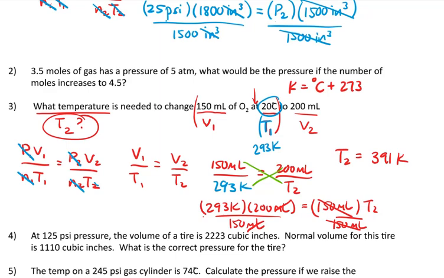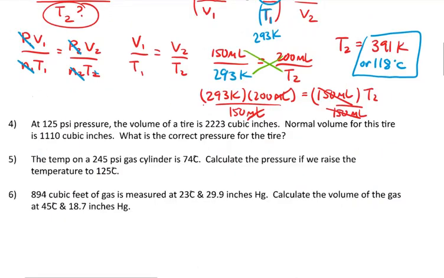I know it feels roundabout and lots of extra work, but that's just the nature of gas laws and the math that we're doing. So if I was to take 273 away from 391, if I needed to get back to Celsius, that would be 118 degrees Celsius. So either one of those would be correct here, since it doesn't specify what units it wants. All right, let's take a look at a couple more.